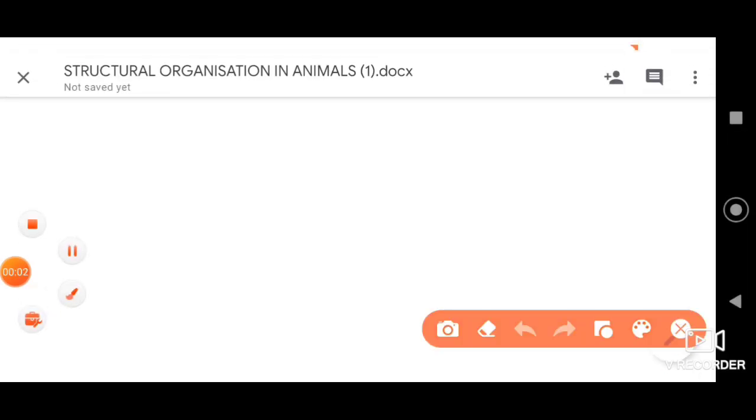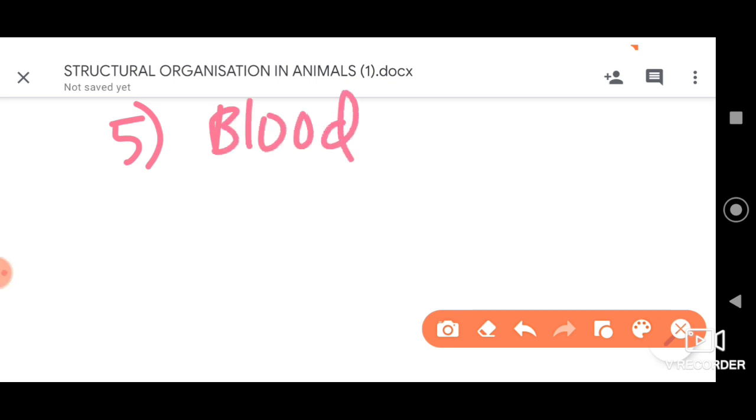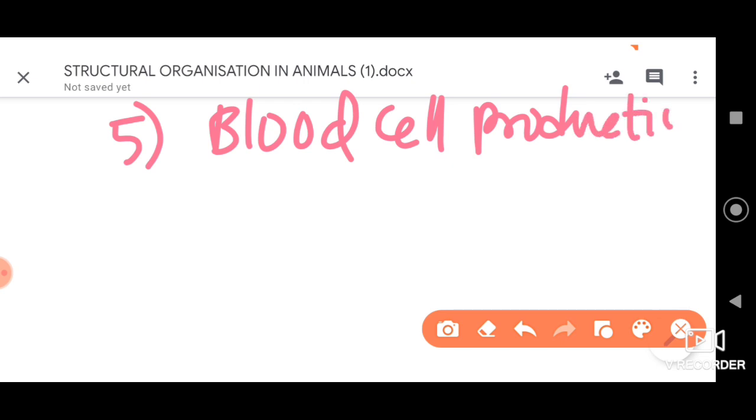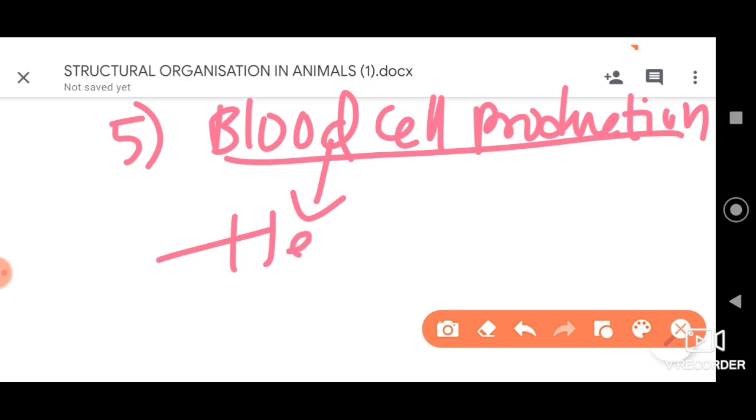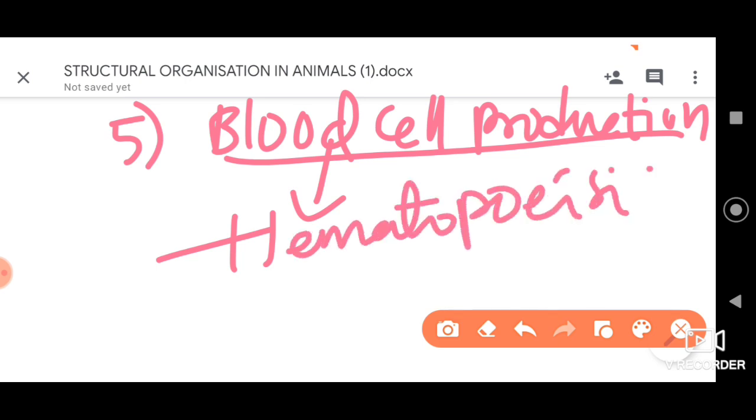The next function it has is blood cell production. The process of blood cell production in our body, especially by the bone marrow cells, is called hematopoiesis. So this is an important process which occurs in the bones. That is also one of the important functions of the bone tissues.